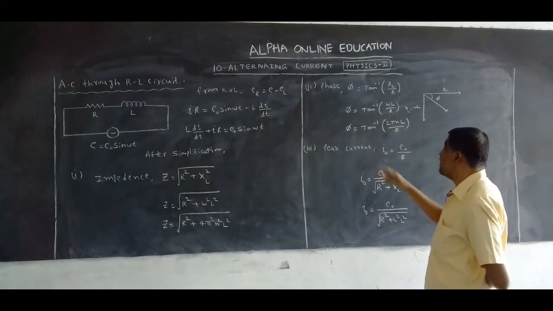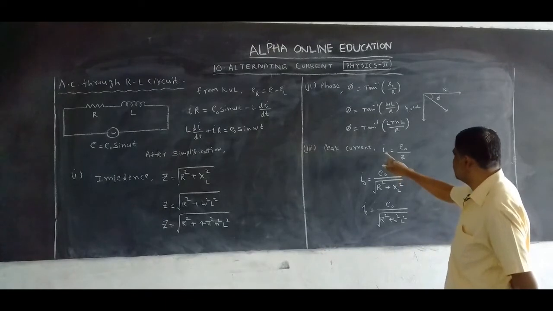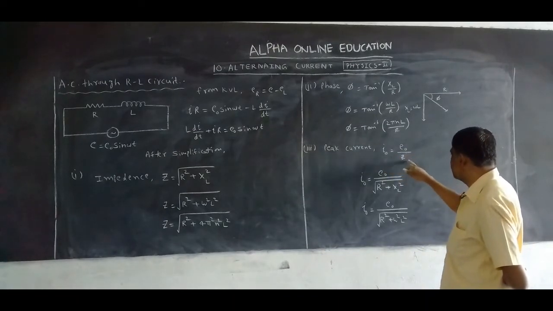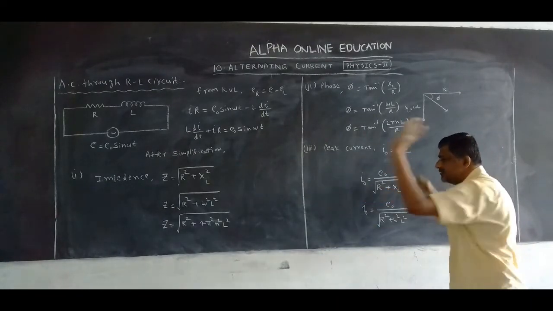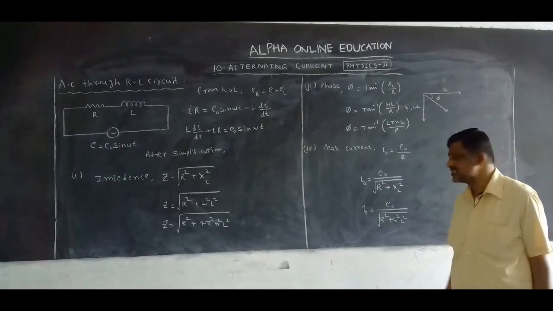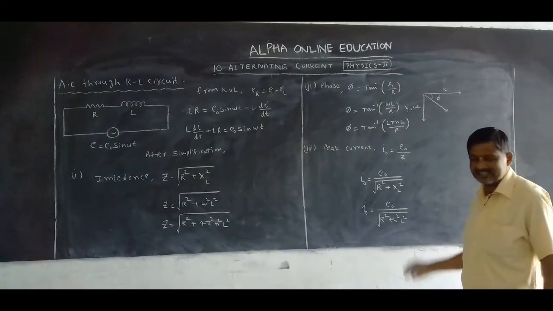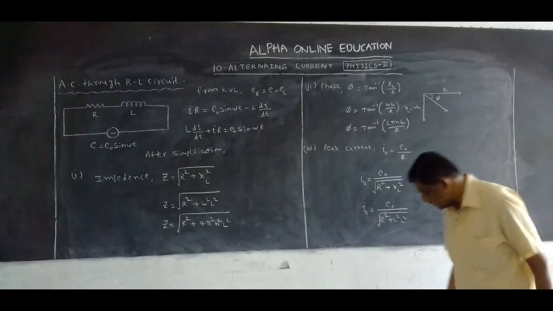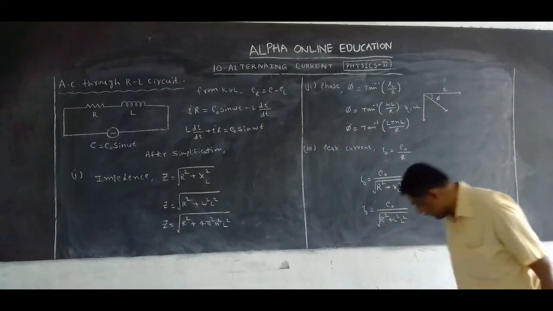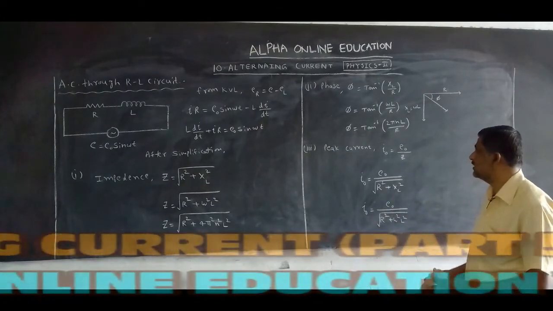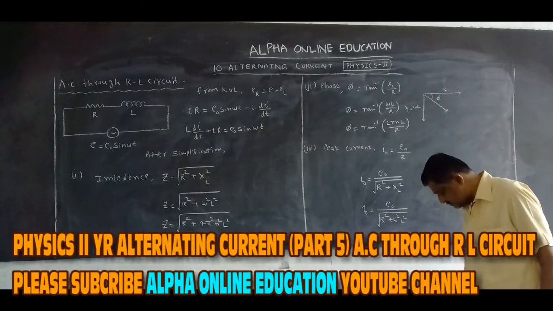Now what is the peak current? The peak current I naught is equal to E naught by Z. We know the value of Z: root of R square plus XL square, and XL square is like this. Okay, these are the values. One is impedance, another one is phase, another one is peak current.